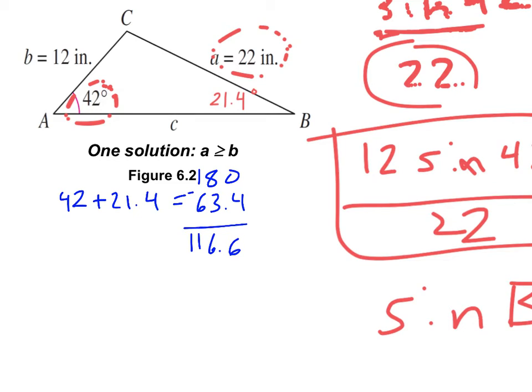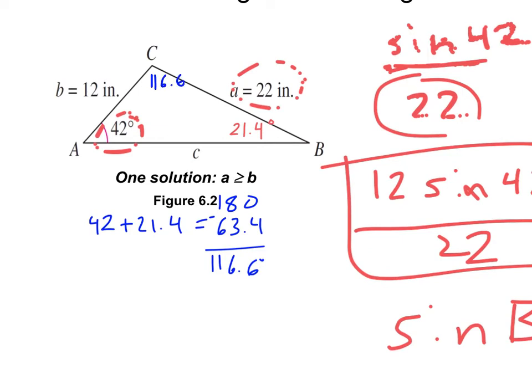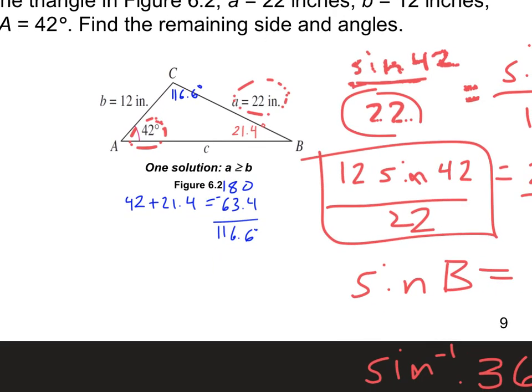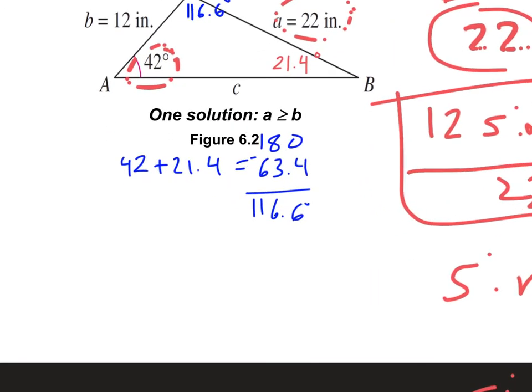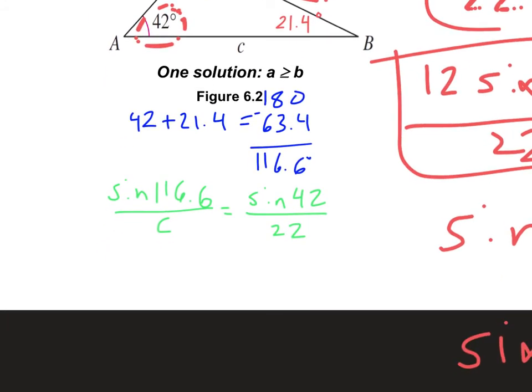Now, how can we find side length C? Sine of 116.6 over C, and what's that equal to? Sine of 42 over 22. Perfect. Now how do we solve for C? Cross multiply. So 22 times the sine of 116.6 is equal to the sine of 42 times C. Divide both sides by the sine of 42.